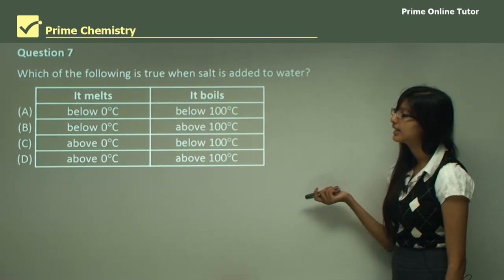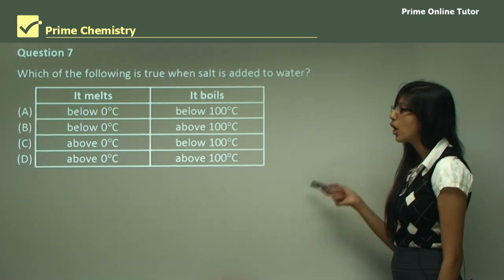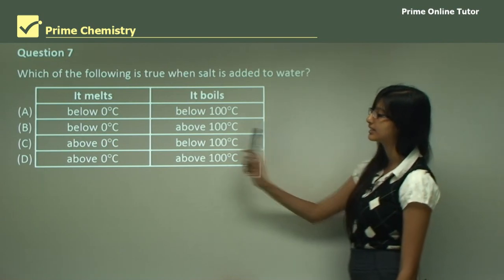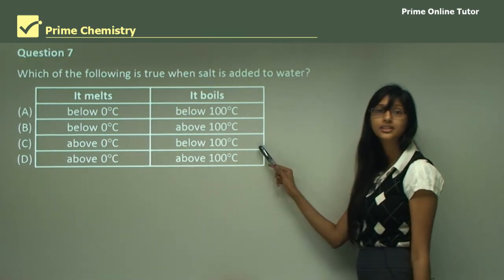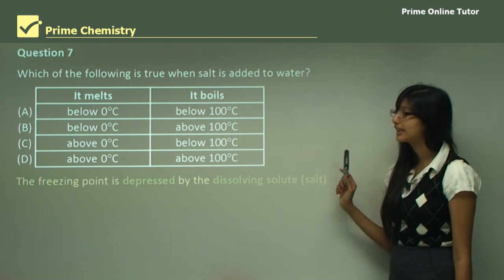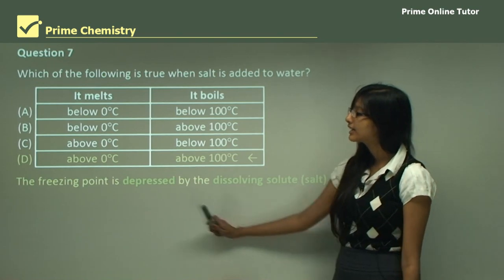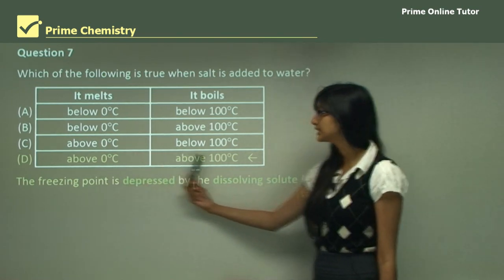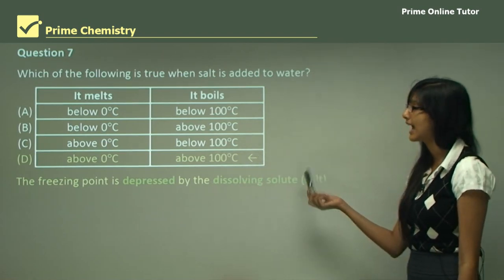Option B again tells us that it melts below 0 degrees, which is wrong. Option C tells us that it's above 0 degrees, which is correct, but it says that it's below 100 degrees, so option C is wrong as well. And therefore our answer is D, which tells us that it melts above 0 degrees Celsius and it also boils above 100 degrees Celsius. So this is the correct answer.